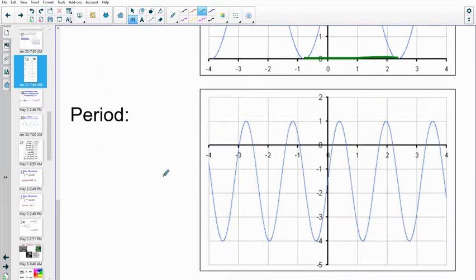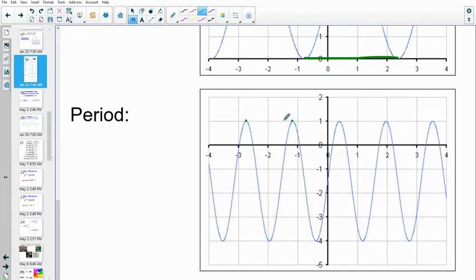And then finally the last one that I've got here, it looks like a smaller period on this one, from here to there. It looks like it's about 1 point something. And again, you could take a guess.